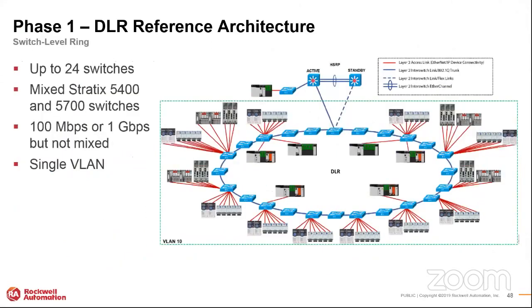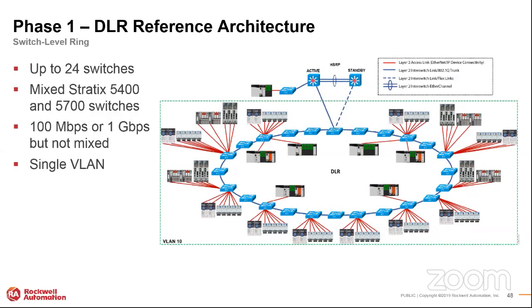When we say tested and validated, what we mean is Rockwell has actually built this ring, and they threw a lot of traffic into the ring through some simulation hardware that they have. They were able to validate and say that if you build it this way, you will get the convergence times that we've been saying all along. So 3 milliseconds has been the standard DLR convergence time out there.